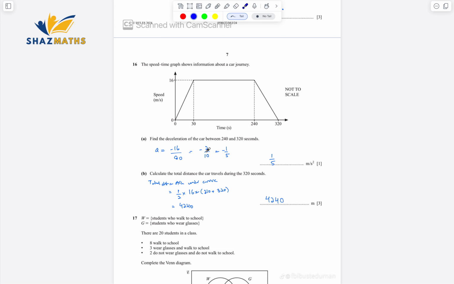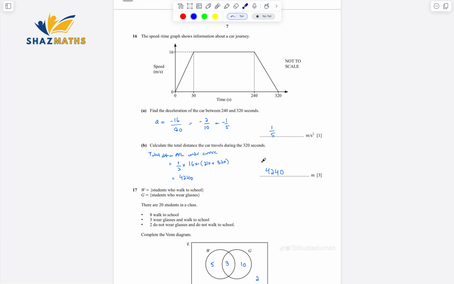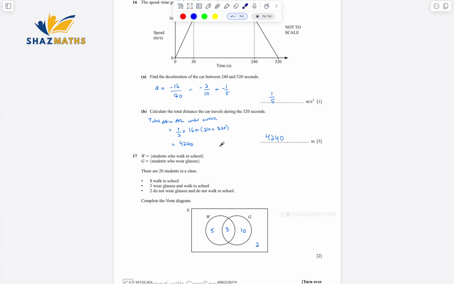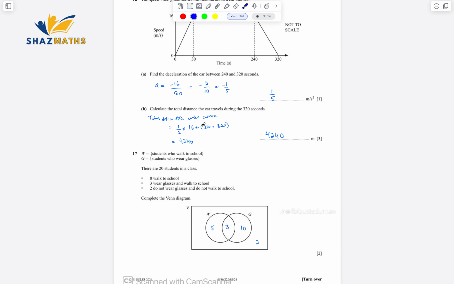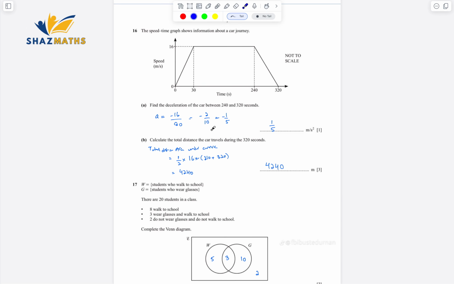Anyway, calculate the total distance of the car. It's a trapezium, so I'm going to say total distance equals area under the curve. Okay, and the formula for trapezium is 1 by 2 times height. Height is 16 times sum of parallel sides, and that is 240 minus 30 is 210 plus this parallel side is 320. So 210 plus 320, that is 530 times 8 would be 4240 meters. 3 marks, we've shown the working.